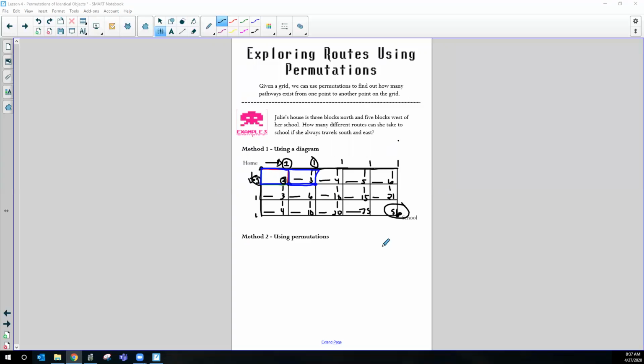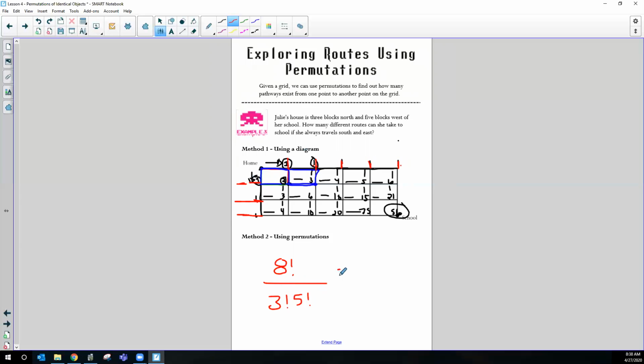So if you want to use permutations, you are going to count how many ways there, or how many boxes there are on the outside. So we have 1, 2, 3, 4, 5, 6, 7, 8. So there are 8 total ways of going down or across. But now you must divide it by the repetition. So there are 3 repeating down. So 1, 2, 3. And there are 1, 2, 3, 4, 5 repeating that way.